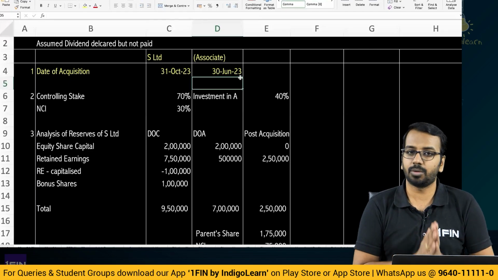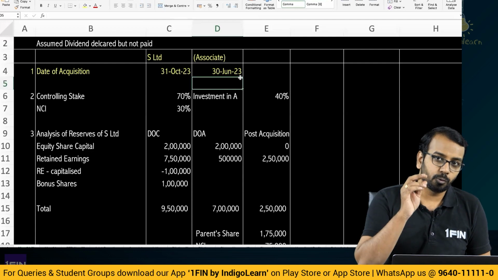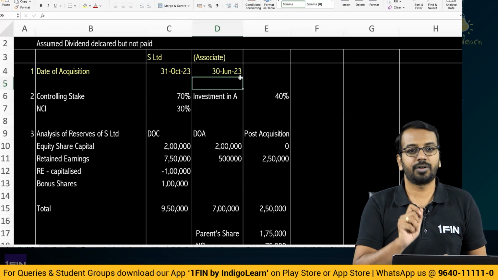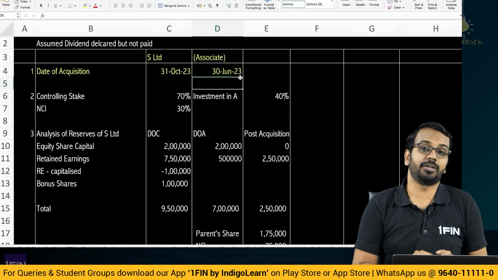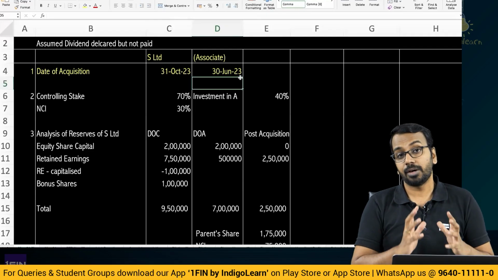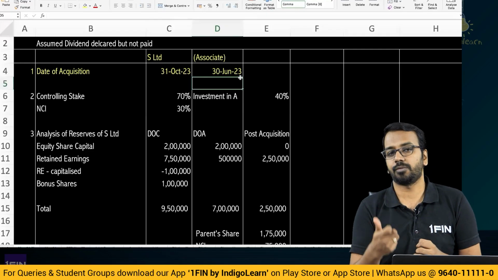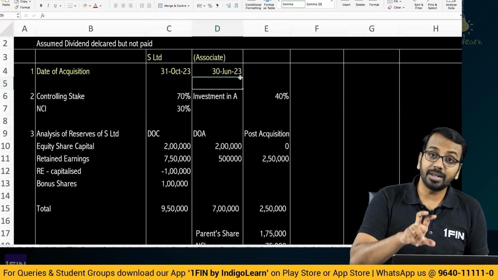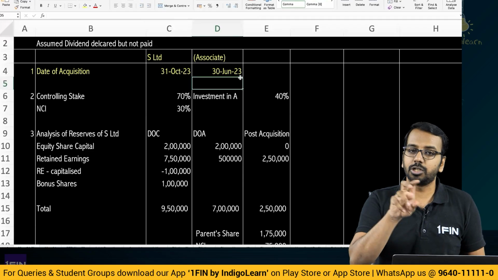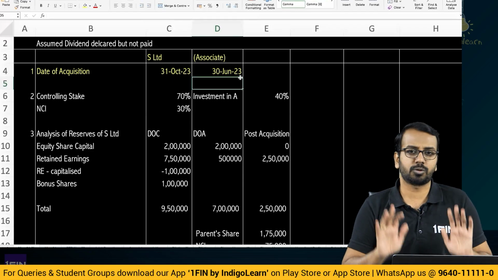Now if that is the assumption, then what happens? H Limited has to provide for dividend, S Limited has to provide for dividend, and A Limited also should provide for dividend, because it is not paid. When we say provide for dividend, we will basically reduce the retained earnings, because we pay dividend out of retained earnings, and we will create a payable, showing it as dividend payable. So far so good, no problem.